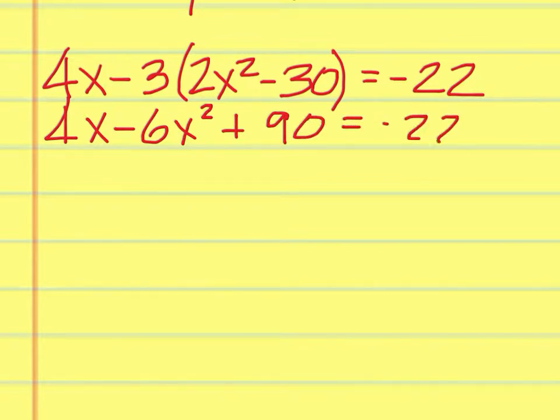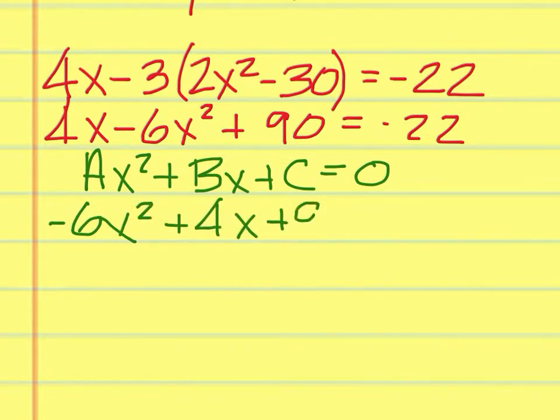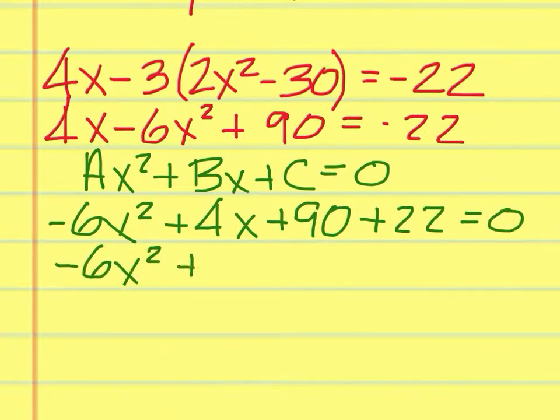And you want to move everything into a position where we have the following. You need to have ax squared plus bx plus c equals 0. So we're going to have negative 6x squared plus 4x plus 90, and move the minus 22 to the left, change the sign, and simplify those two constants at the end to come up with 112.